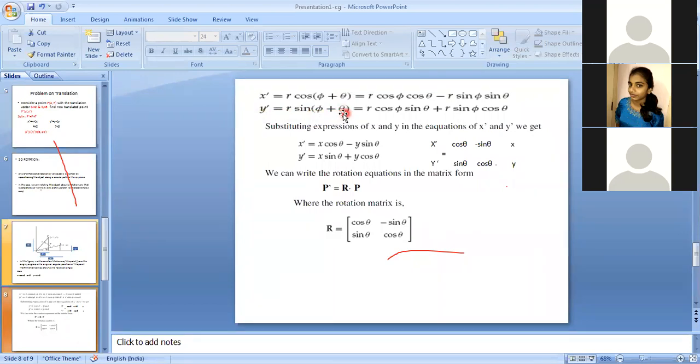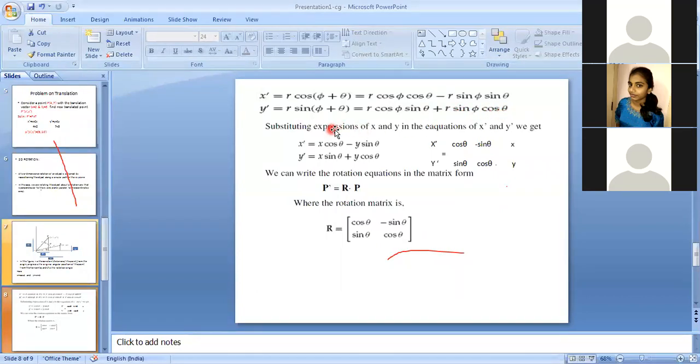In translation, you can remember, x dash is nothing but x plus tx, and y dash is equal to y plus ty. Now coming to rotation, it is slightly more complex. X dash is equal to r cos(phi plus theta), y dash is equal to r sin(phi plus theta), which is nothing but r cos phi cos theta minus r sin phi sin theta. Y dash is equal to r cos phi sin theta plus r sin phi cos theta.